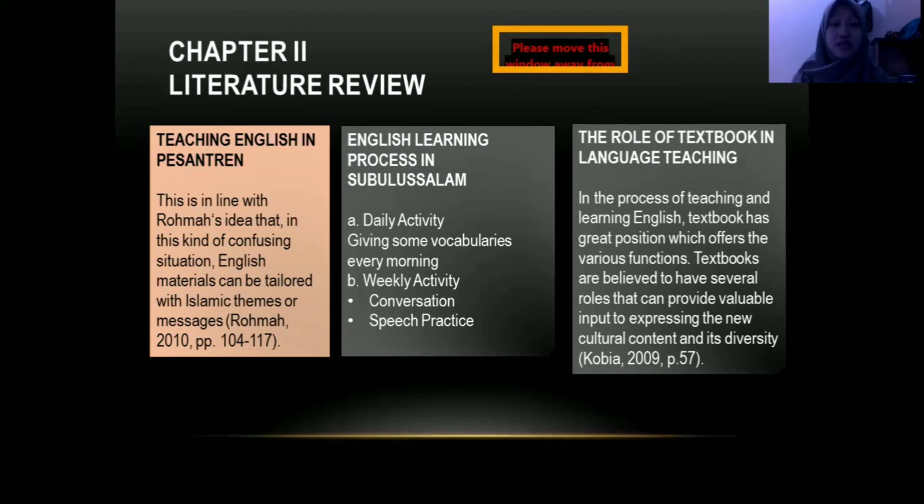And the second is English learning process in Subul Salam. First, daily activity, giving some vocabularies every morning. And the second is weekly activity. There are conversation and speech practice.